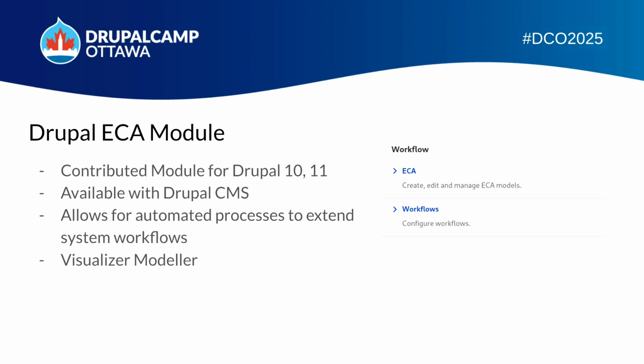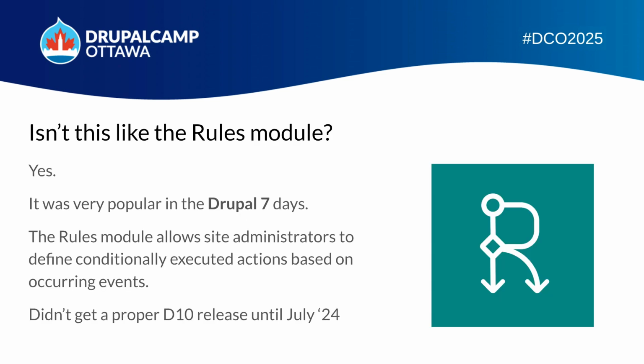Okay, so Drupal ECA, it's a contrib module that's been around for Drupal 10, Drupal 11. It's also available with Drupal CMS, which just got launched this year. So if you're starting up a brand new site and you have a quick CMS development thing, Drupal ECA is already part of that. It allows you to automate processes and extend system workflows. It also has a visualizer modeler, so you can make ECA workflows with a UI. When you have it installed and enabled on your site, it's under the workflow area along with content moderation or what have you.